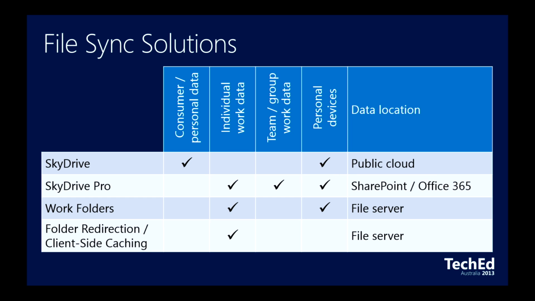And when you're looking at something like folder redirection and client-side caching, it, of course, uses SMB file share, which means that if your workstation is going to synchronize to the file server over a file share, you have to use SMB, which means you probably need to set up DirectAccess or a VPN tunnel or something like that.